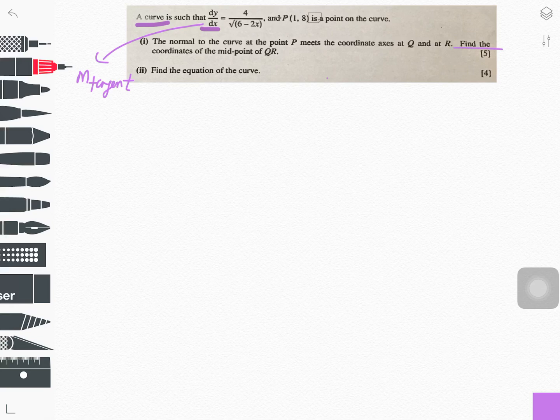I have to find the midpoint of QR. So I need to find the point Q and point R. So what are this Q and R? They come from the intersect of the normal to the axis. So let's go and find the equation of normal. What is normal? Normal means normal line. So write the answer in the format y equals mx plus c.